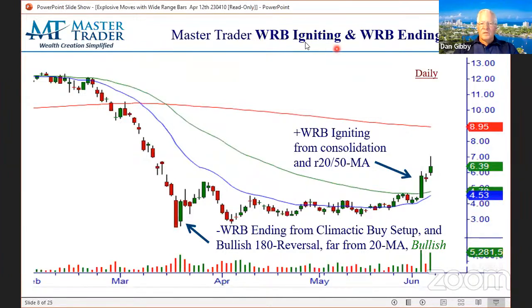So here's, we said we would define this for you: wide range igniting and wide range ending. Let's start with the igniting. So we have a long consolidation. It's just burning off steam. This is a daily chart, bottoming pattern. My 20 and 50 MA are flattening out, which means by definition, the way a moving average is calculated, dropping off the last data and bringing in the current data, it's telling me it's bottoming.